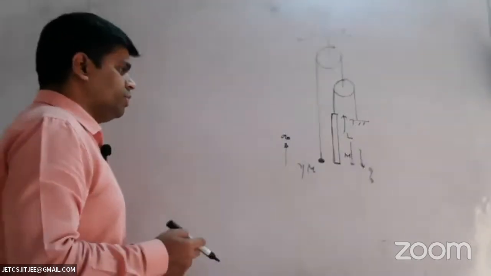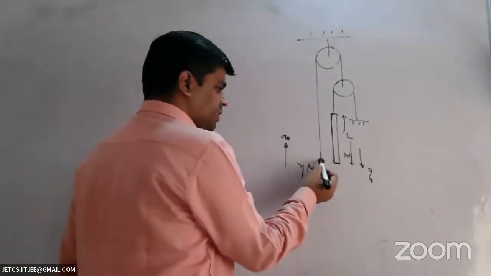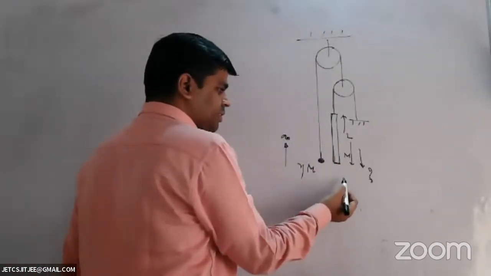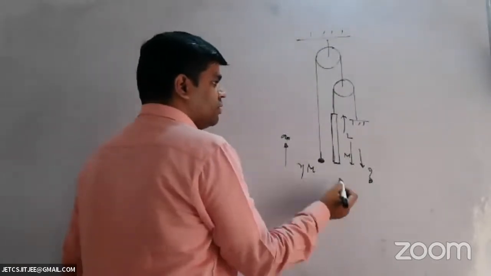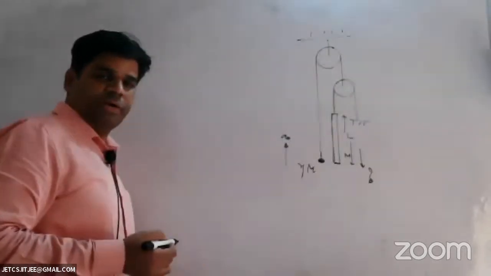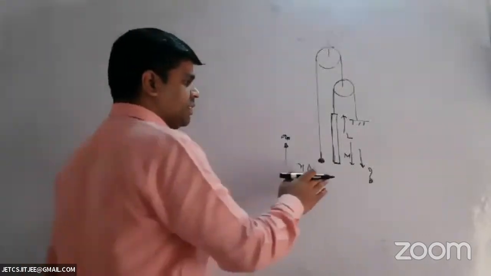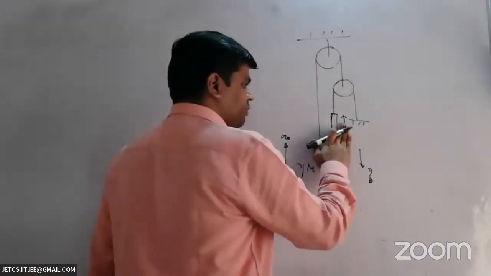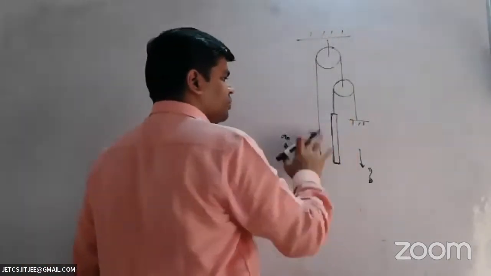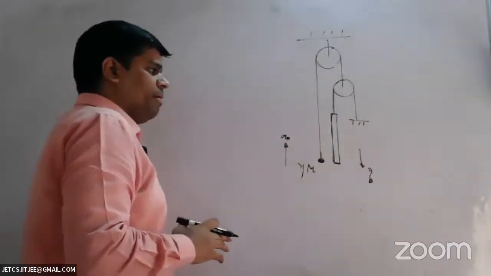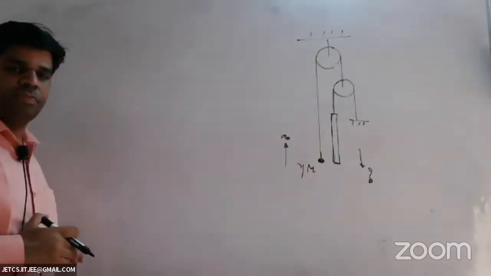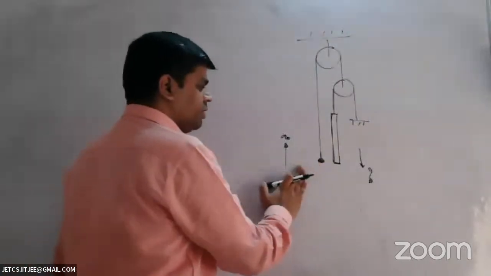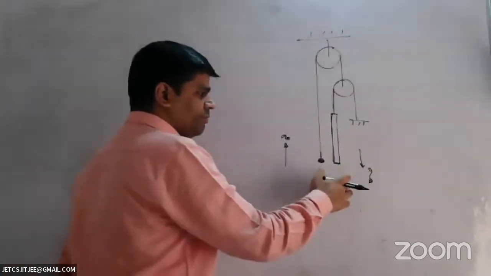Fine, good. So if this ball goes up with an acceleration a naught, how much acceleration do you think the rod will have? Mass is m, masses don't matter right now. The constraint equation is independent of the mass. It depends only on the configuration of the pulley, the configuration of the system. So if this goes up with a naught, with what acceleration does the rod come down?